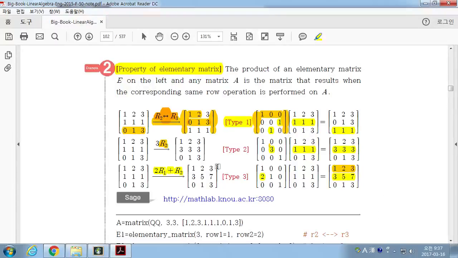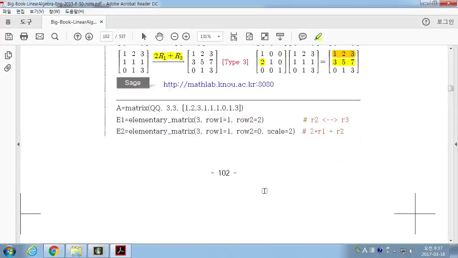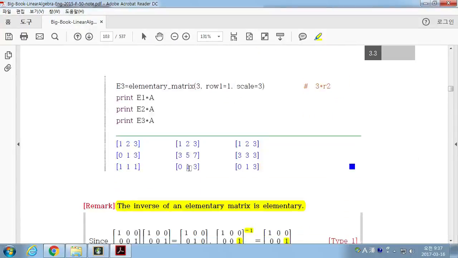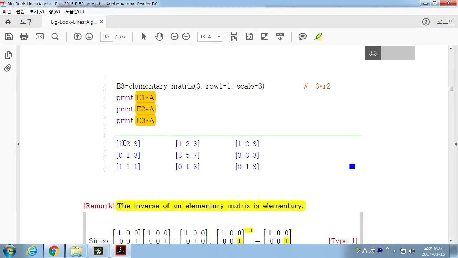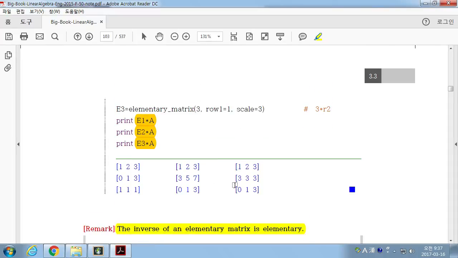What this means is that doing this elementary row operation is exactly the same as multiplying the corresponding elementary matrix on the left. That's the key. So if you have an elementary matrix like this and you multiply it on the left, then this gives you what we had here.